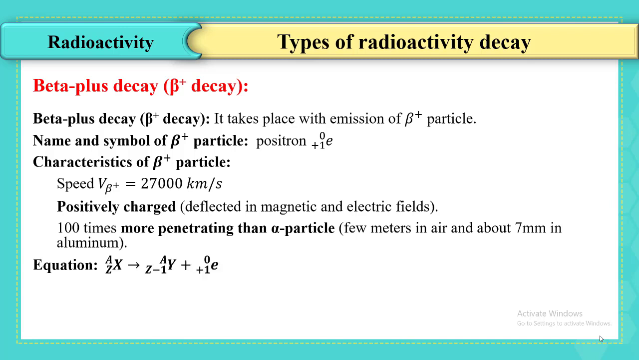The general equation of beta plus decay is given here, and atom X is decayed into Y atom with the emission of a positron. Nitrogen-13 is a beta plus radioactive element. It decays into carbon-13 with the emission of a positron.